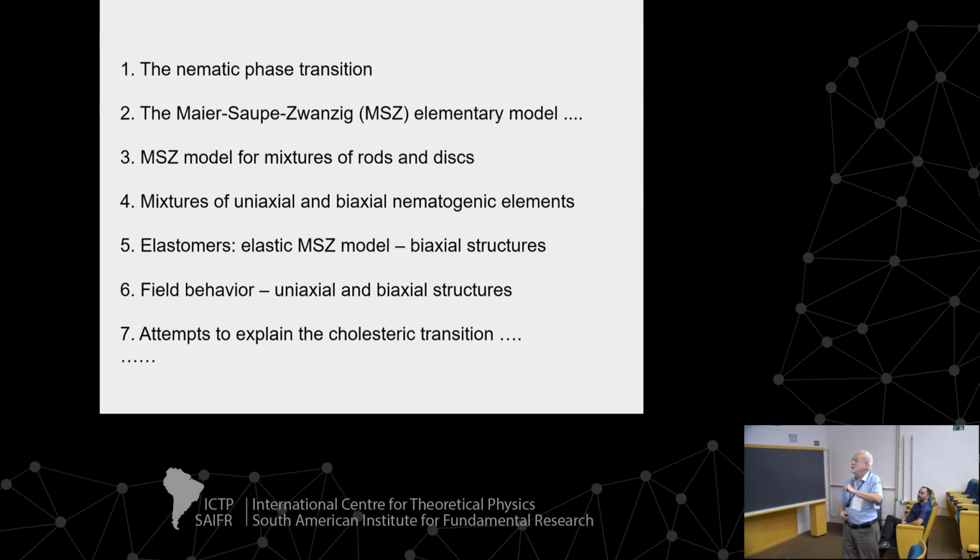We have worked on elastomers, the elastic MSZ model, together with Danilo and Alberto Petri also. Okay, we have looked at the behavior of these models in fields. And now we are making some attempts to explain cholesteric phases. That's our more recent program, okay?